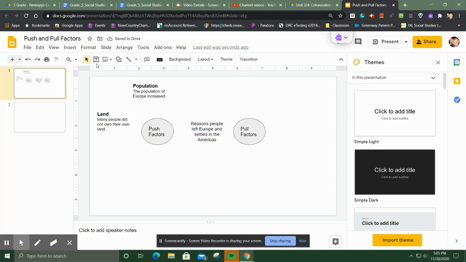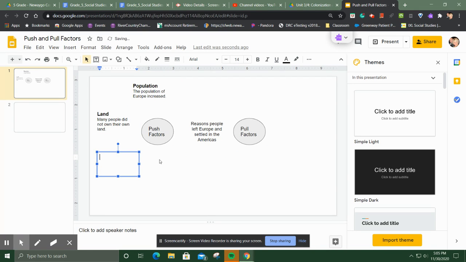Okay, the third reason is employment. If we think about this, if it's getting overcrowded and there's too many people, there's not going to be enough jobs. So employment, there was a shortage of jobs. And of course, they needed jobs to support their families. That was and still is very important. So employment, that has to do with jobs.